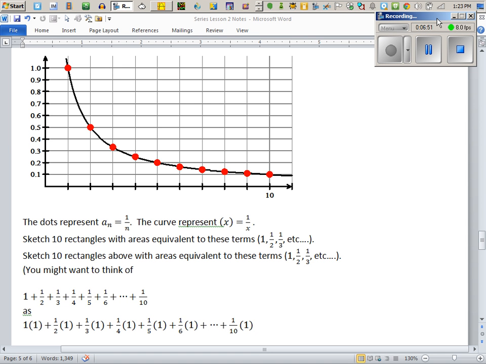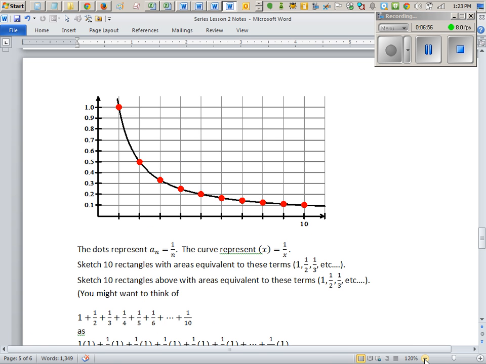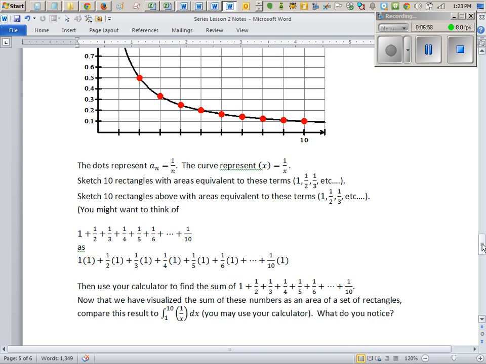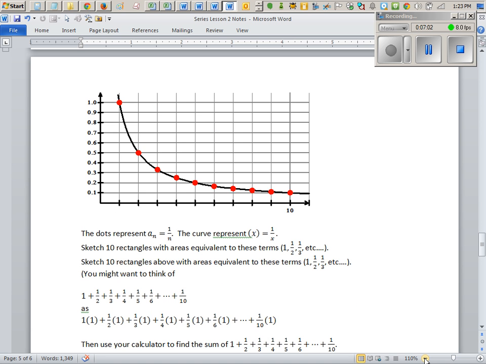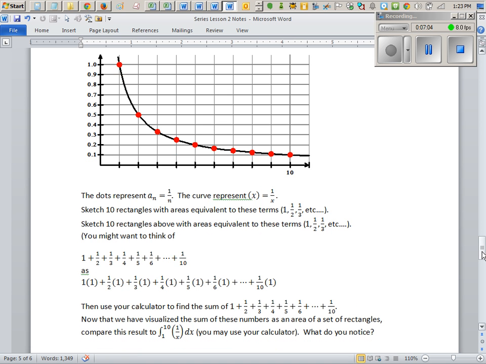So here's a very easy way for us to see that the harmonic series, 1 plus a half plus a third, etc., actually has no sum. I think you'll be able to follow this very easily. I tried to type this up for you. First thing you'll notice is a graph, and on the graph you have the red dots, which represent the series 1 over n. And then you have the black curve, which represents the curve 1 over x.